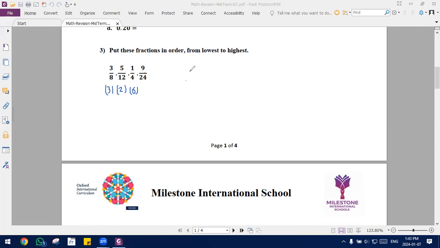The first one, 3 over 8 times the 3 will be 9 over 24. Then by 2, 10 over 24. Then by 6, 6 over 24. The last one is already over 24. Okay. Now let me order them. So the smallest one, we start with the lowest, is this one, 6 over 24. Then we have 2 of them that are equal, 9 over 24. So their order will be 2. And then the highest one is 10 over 24.